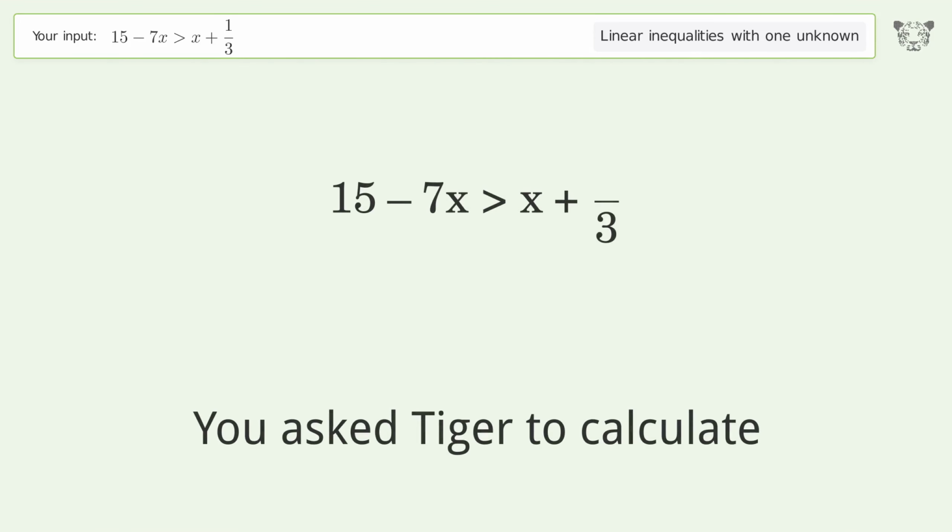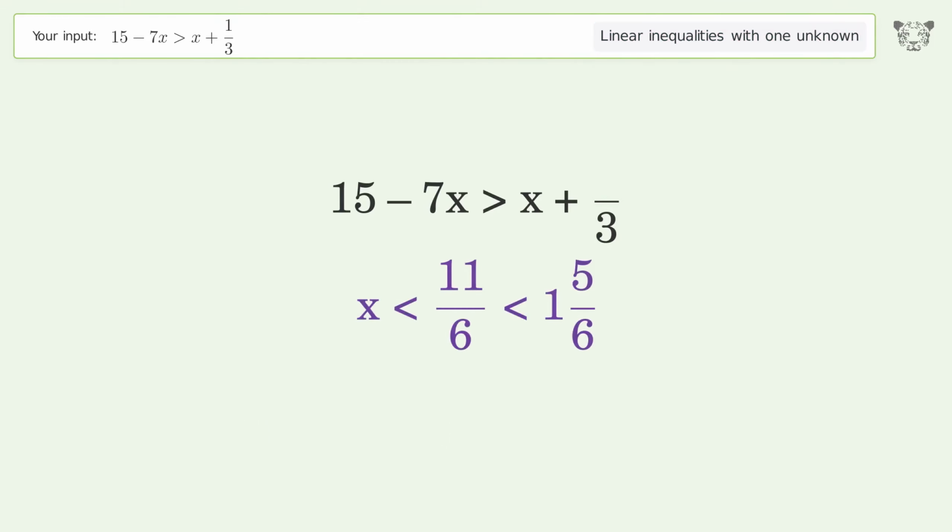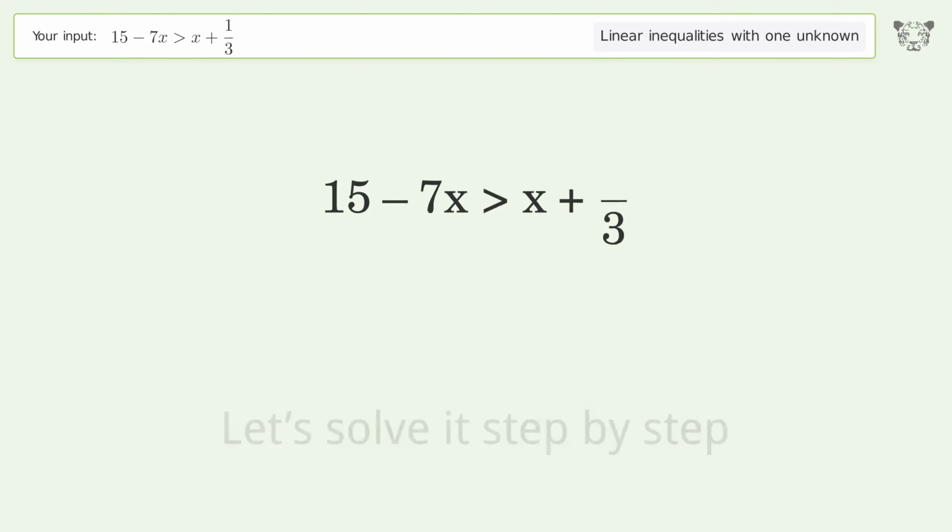You ask Tiger to calculate. This deals with linear inequalities with one unknown. The final result is x smaller than 11 over 6 smaller than 15 over 6. Let's solve it step by step.